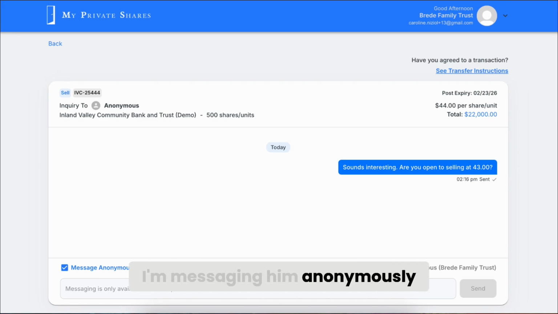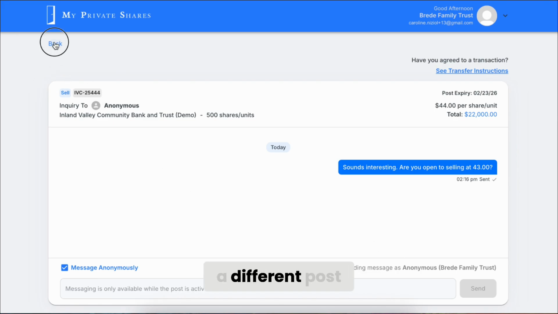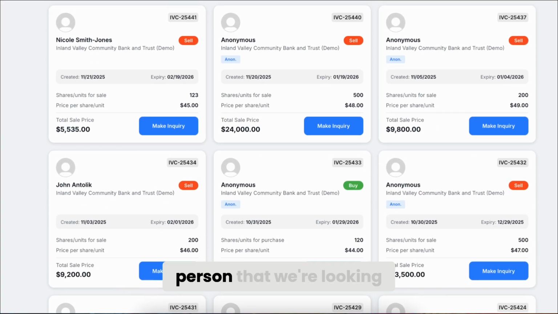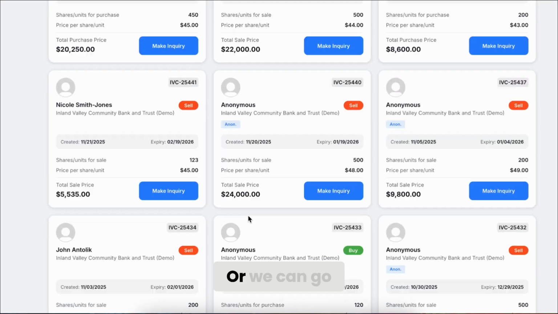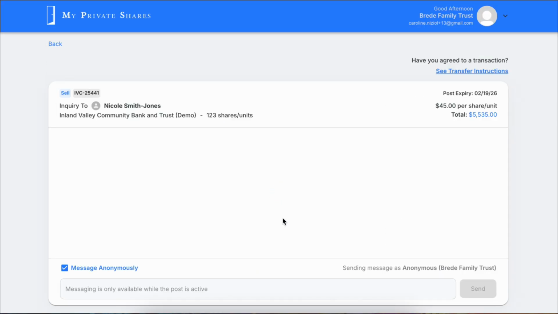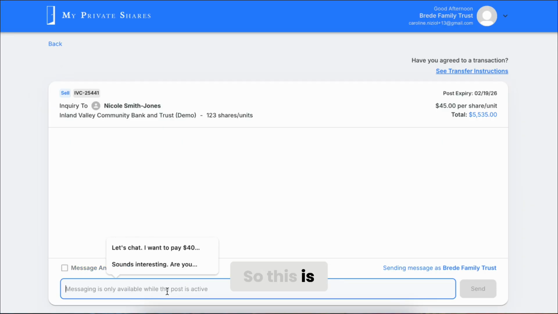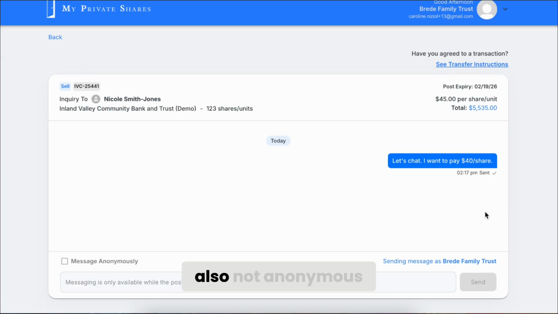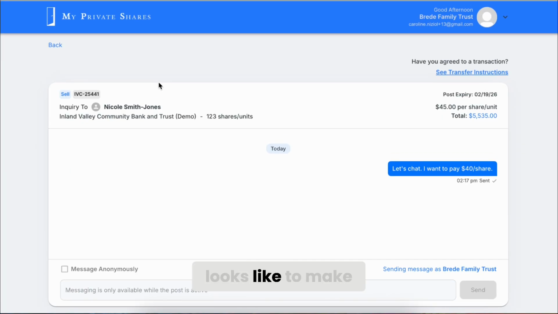I'm messaging him anonymously. I can also pick a different post. Let's go back and let's find another sell person that we're looking to contact, or we can go to this person's looking to sell a few, and I can message as myself. So this is me messaging as myself to someone who is also not anonymous. So that's what it looks like to make an inquiry.